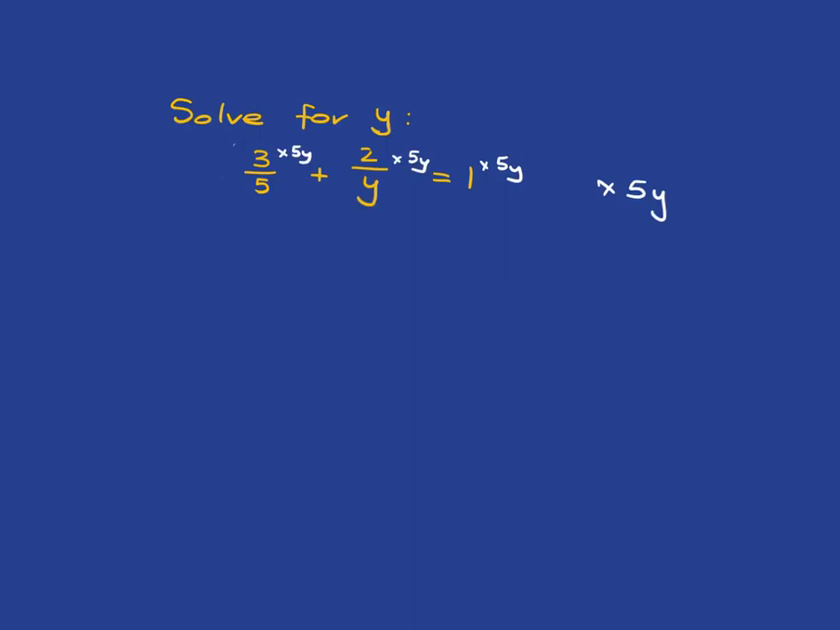So now I can do it, right? When I multiply this, the 5 will cancel with the 5, and I'll be left with a y. So I've got 3y. And over here, the y will cancel with the y, and I'll be left with 2 times 5, which is 10. And here, I'm going to have 1 times 5y, which is 5y. Now remember, I want all my y's on one side and all the numbers on the other. So I'm going to say 3y minus 5y is equal to negative 10. This is negative 2y is equal to negative 10.